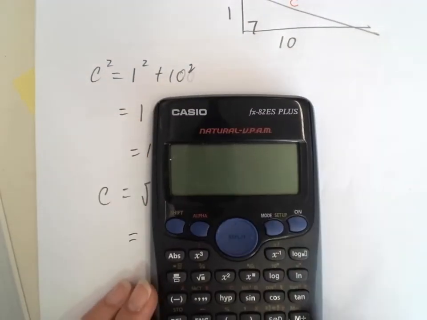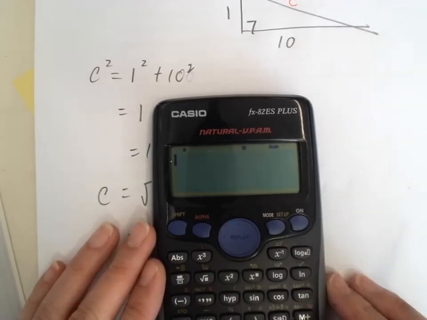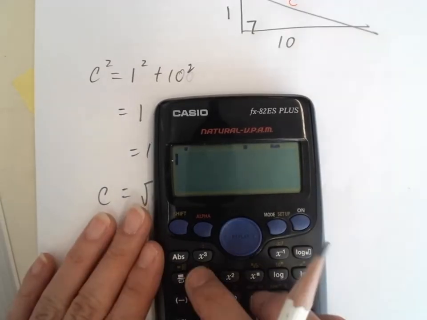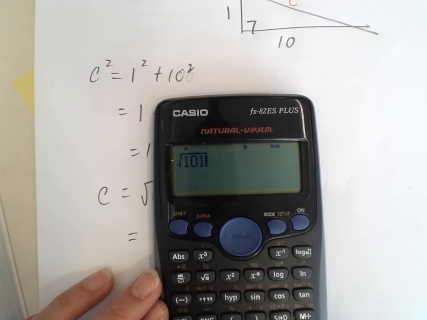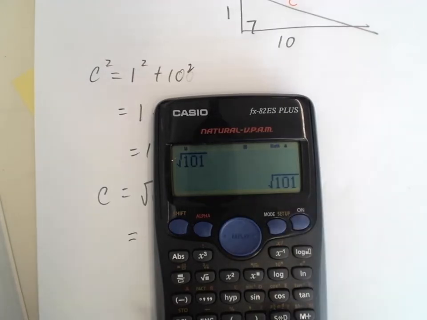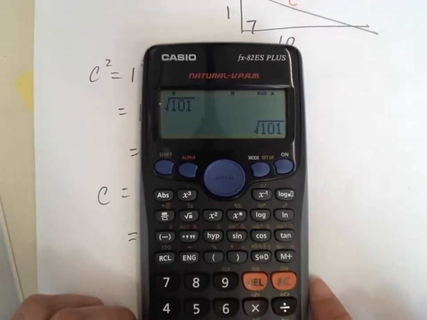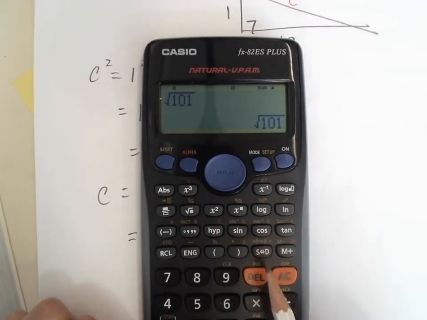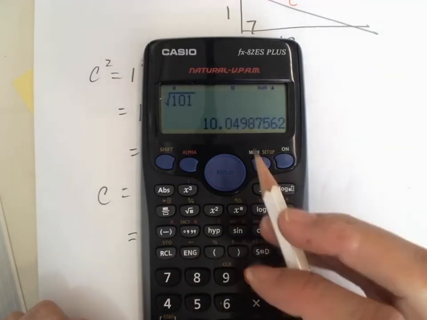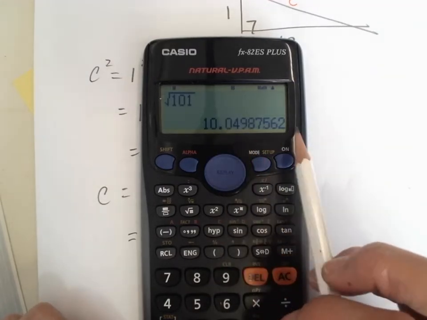So this is our MYP3 calculator. So we take the square root of 101. It might give you the answer in surd form because the calculator has been set that way. So you will have to press this one, S to D. Right? So we press that, and we get our calculator value.